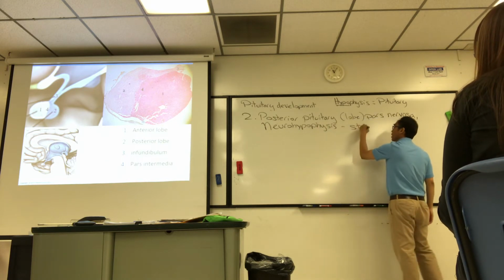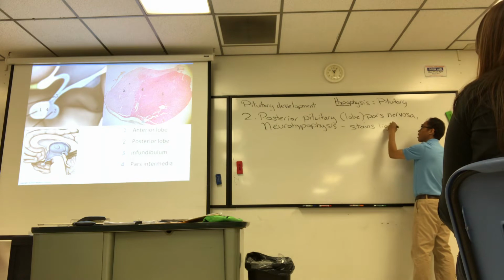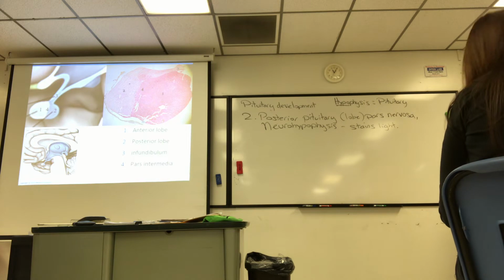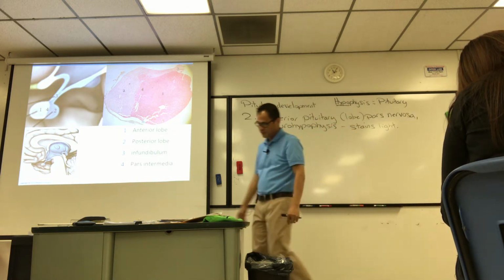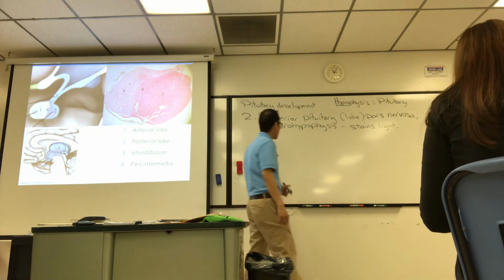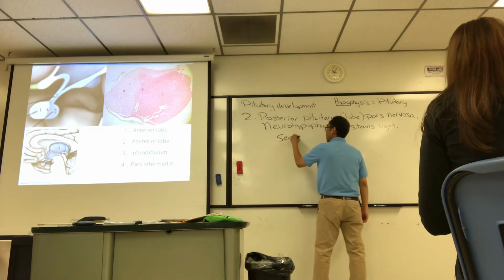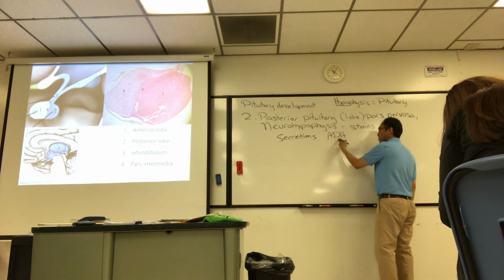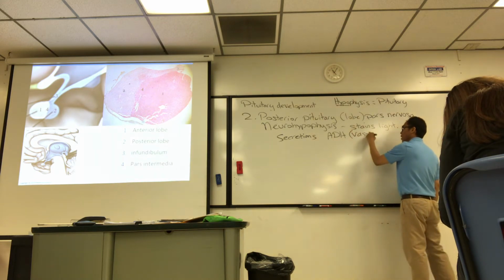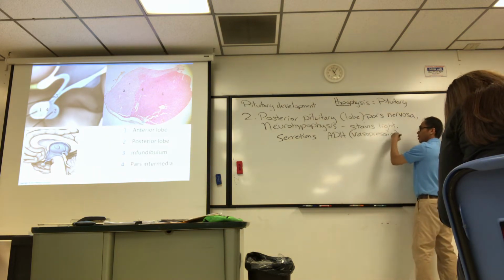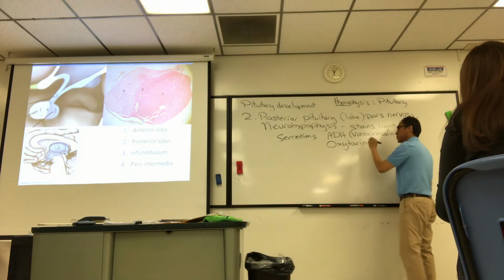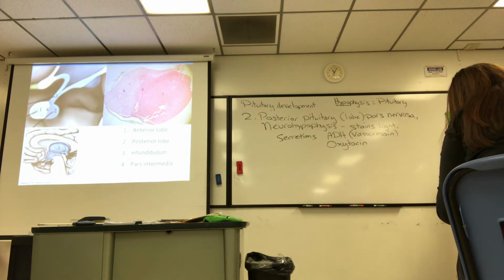Stains light. And basically, 2 secretions, oxytocin and ADH, which I talked about already. Remember, ADH is also called vasopressin. And oxytocin, I'll talk about it later. Those are the secretions of the posterior lobe.